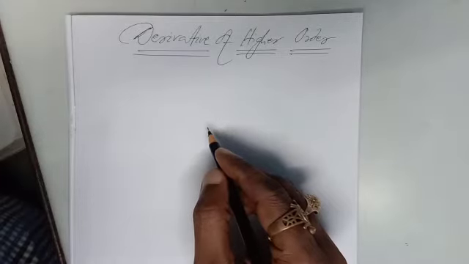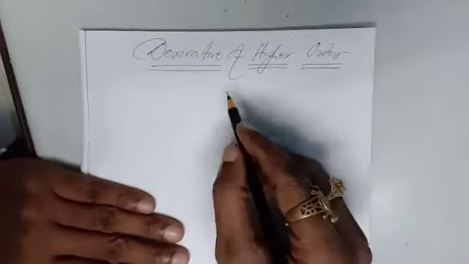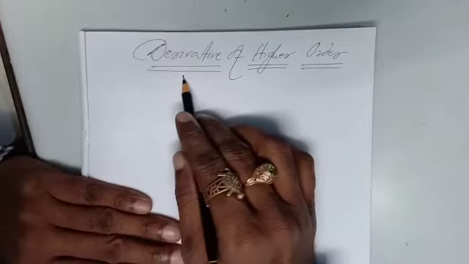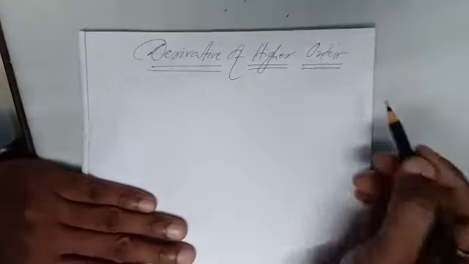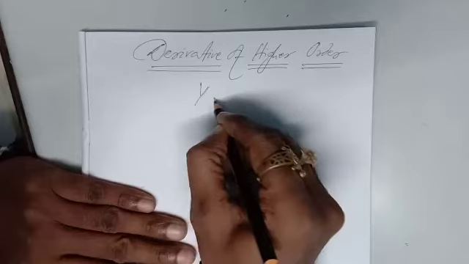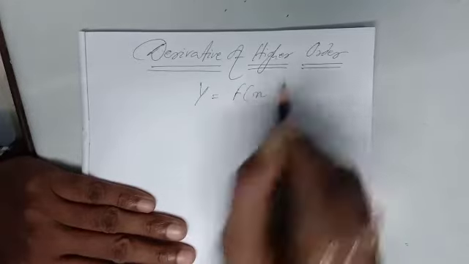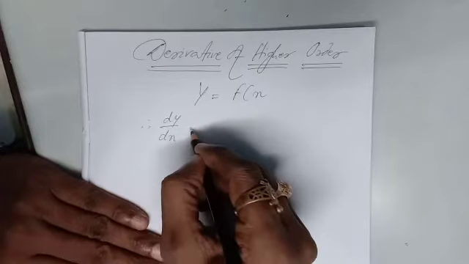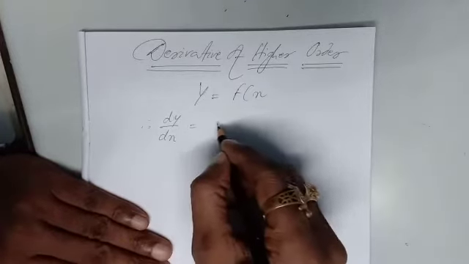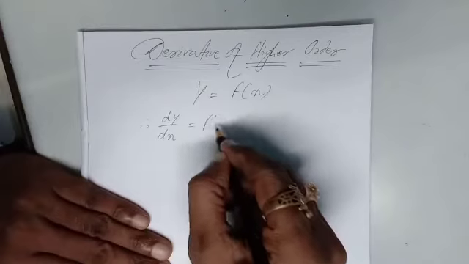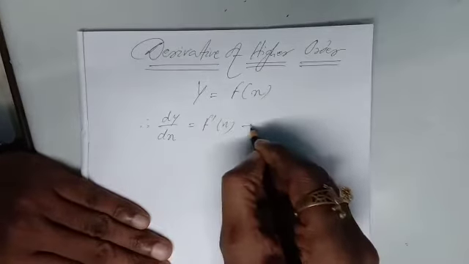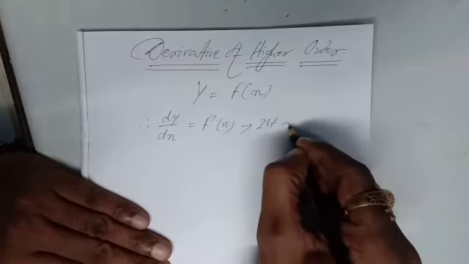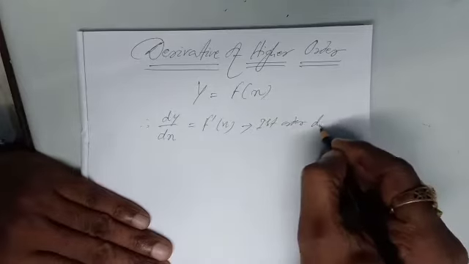Hello students, today I am going to start derivative of higher order. As you know, y is equal to f of x, it is a function of x. Then dy by dx is called first order derivative. dy by dx is equal to f dash x. This one is called first order derivative.